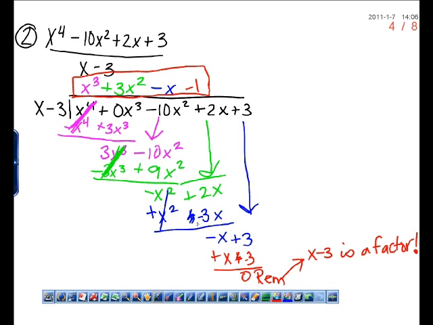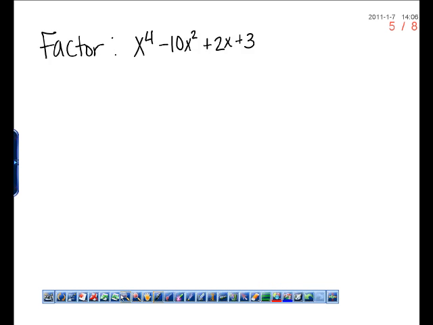If you were just given this problem, there's no method that we know how to factor that. I don't think there's any method to factor this, unless you've got some sort of hint. I gave you a hint. I told you to divide by x minus 3.